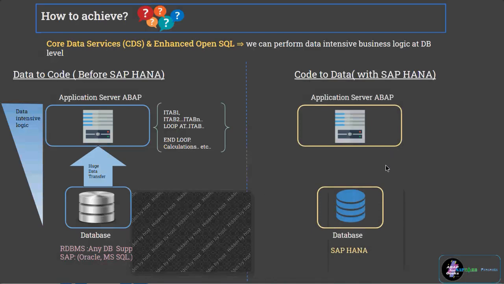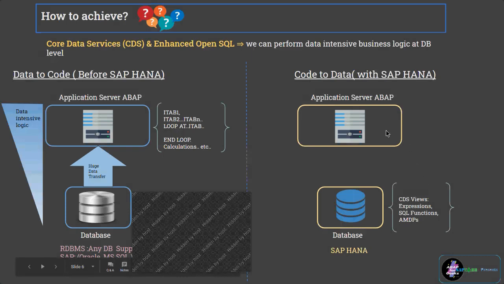Now we have the application server ABAP and the database. If you observe, it is completely SAP HANA. Now how do we do it? Whatever you create, CDS views, AMDPs, enhanced Open SQLs, will be converted and sit in SAP HANA. Everything that you create will sit in SAP HANA. I kept this here because when you run from the ABAP application server, this is where it will get executed in SAP HANA.